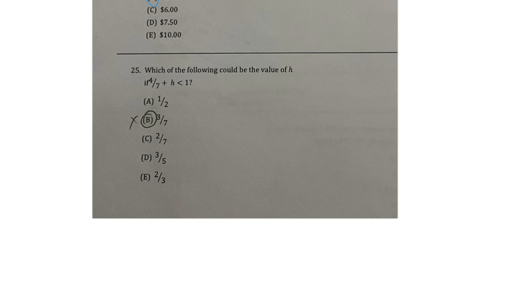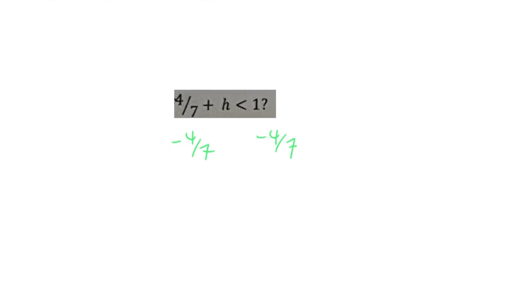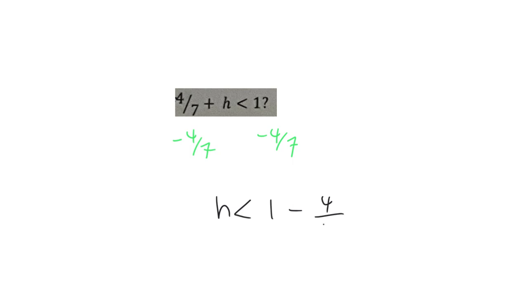So they want to know which of the following could be the value of h if 4/7 plus h is less than 1. Well, here's the good news. You could always just solve this inequality. And the way to solve this inequality would be to isolate h, which would be a matter of subtracting 4/7 from both sides. Next thing you know, you have h is less than whatever 1 minus 4/7 is.